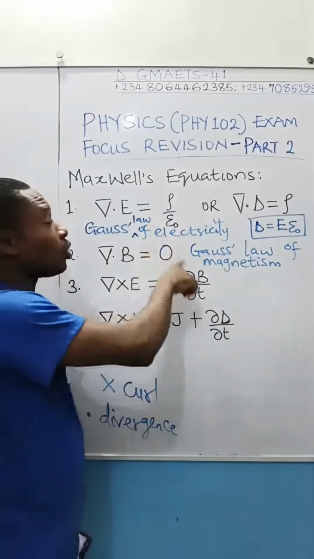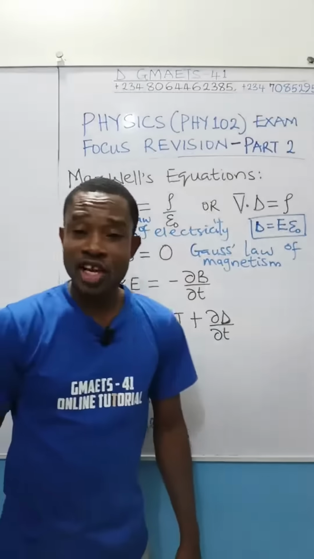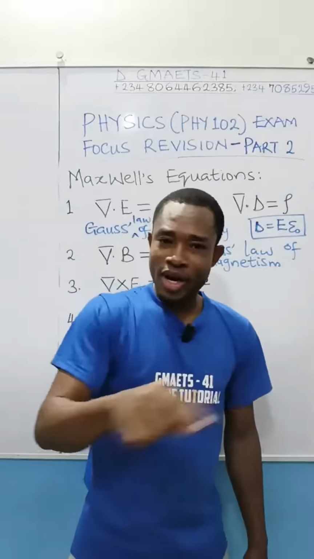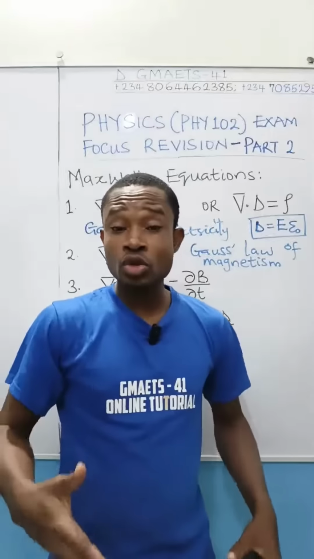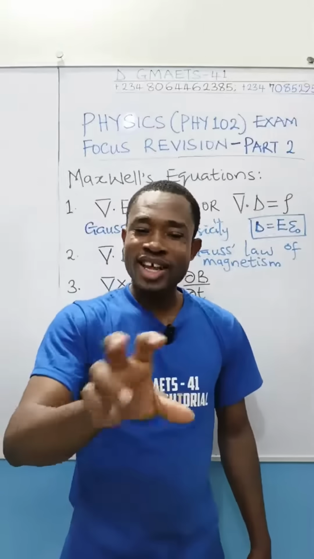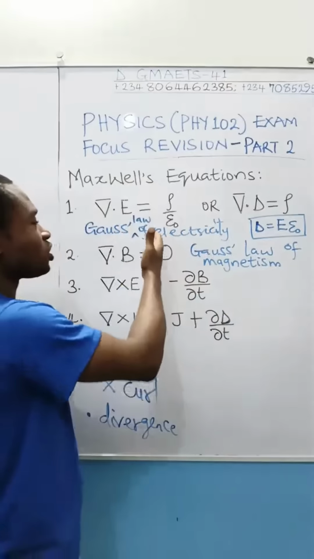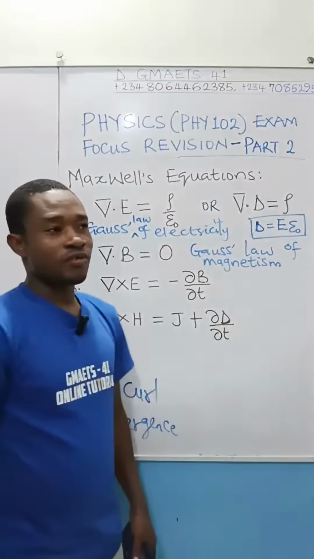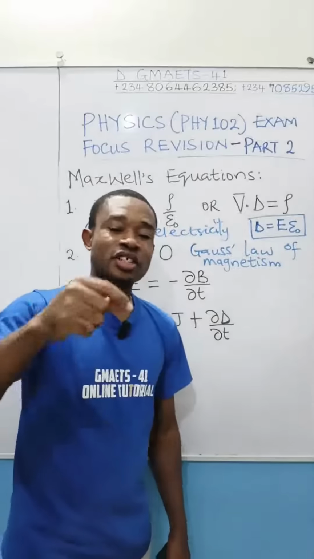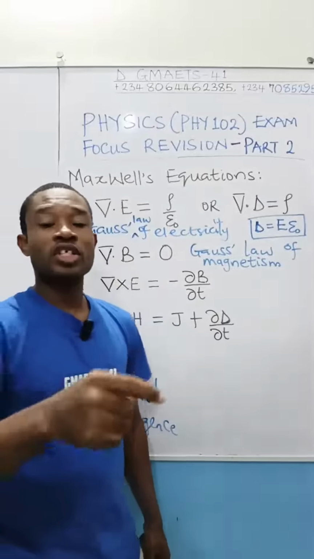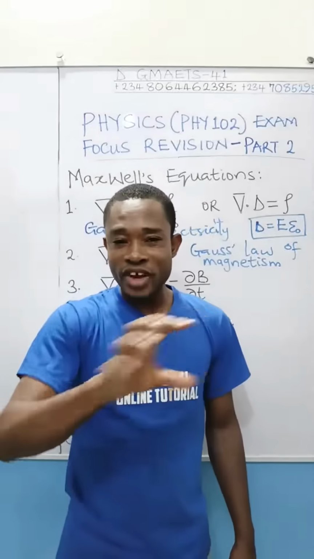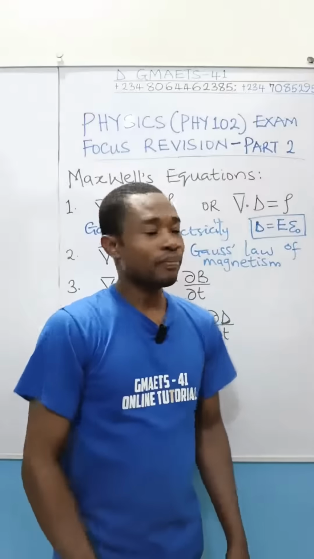This one is Gauss' law. We met it under electrostatics. In part 1 of this Phys 102 revision, you have a video lesson that covers Gauss' law. So you meet an equation that is close to this, where the Gauss' law tells us that the electric flux is equal to the charge enclosed divided by the permittivity of free space.